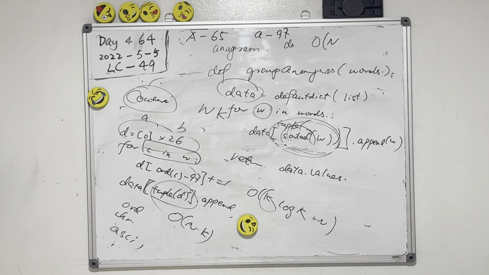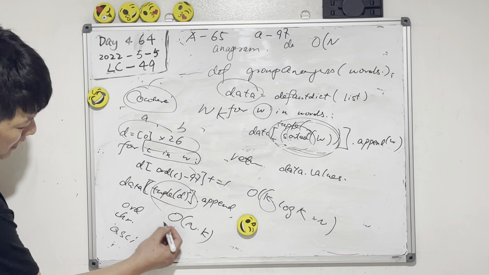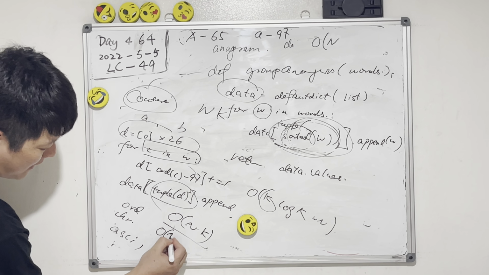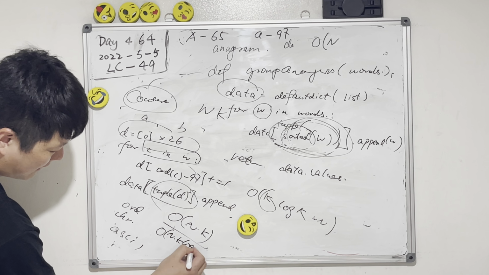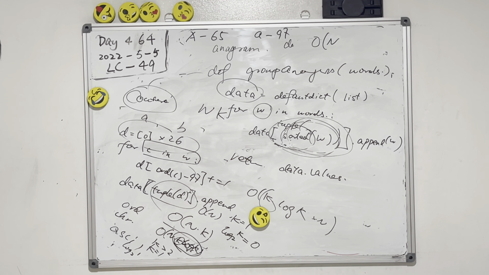So which one do you think is better? Look at these two time complexities. This one is O(n times k). The first one, where we use sorting, is O(n times k log k). So which one is better? O(n times k). Okay, that's it for today.